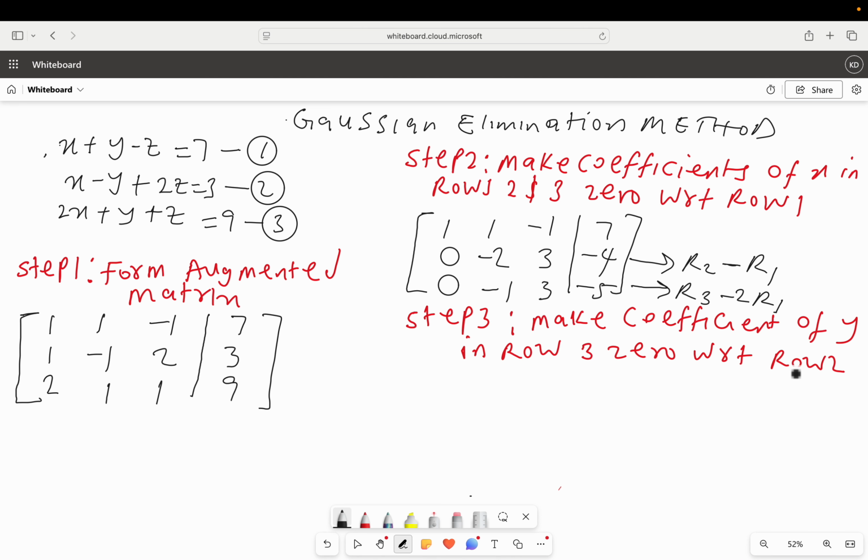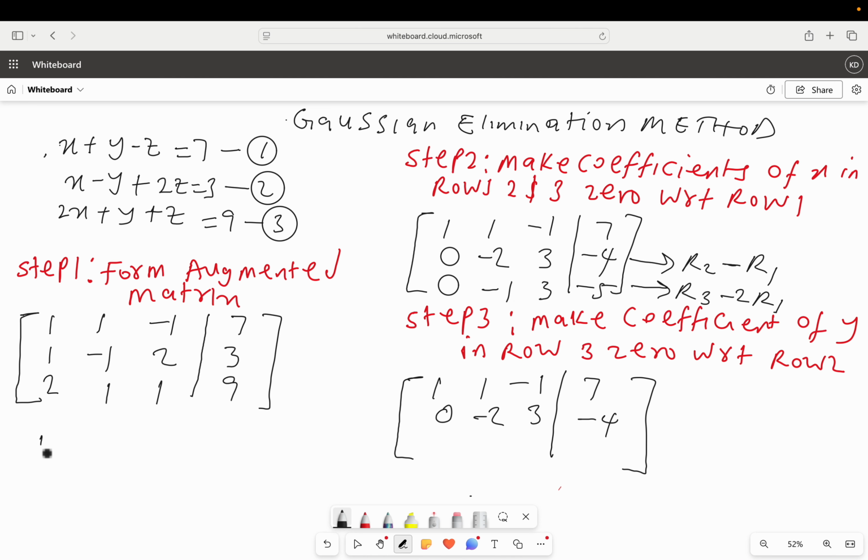So now I'm going to do my transformation with respect to row 2. So row 1 and row 2 will remain the same. So I just have 1, 1 minus 1, and then 7, then 0, minus 2, 3, and minus 4. So I will now change my row 3. So I'm trying to make this element to be 0. So my transformation now is with respect to row 2.